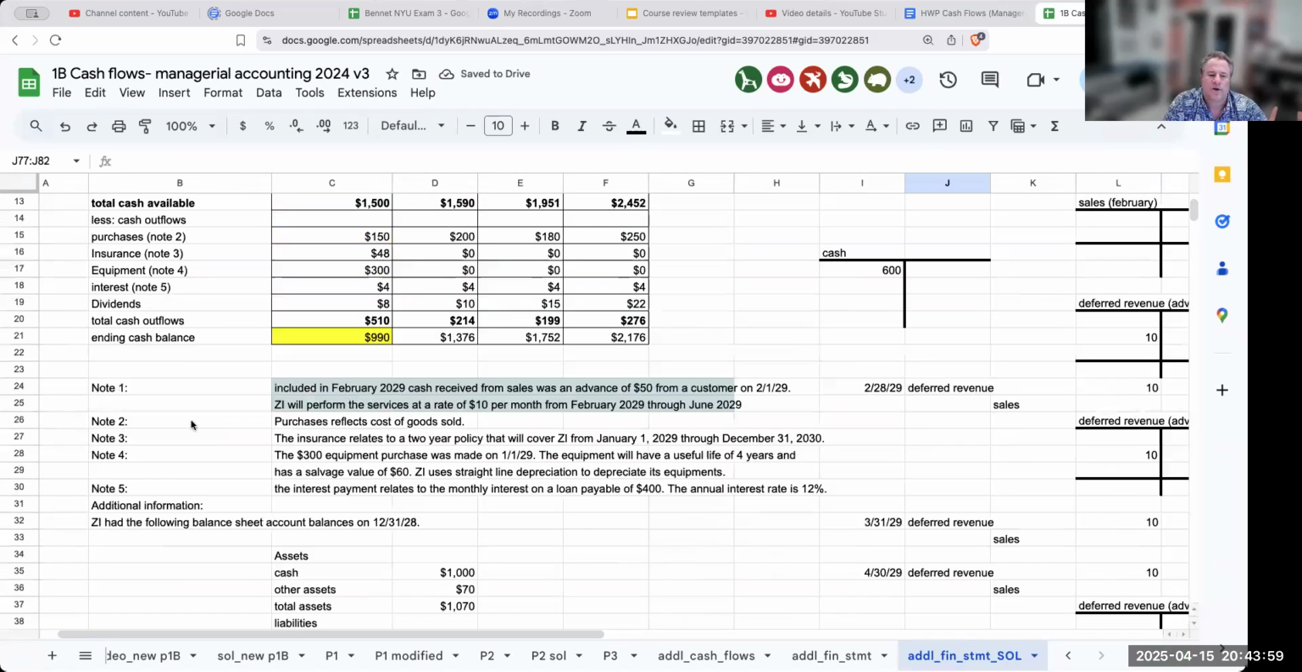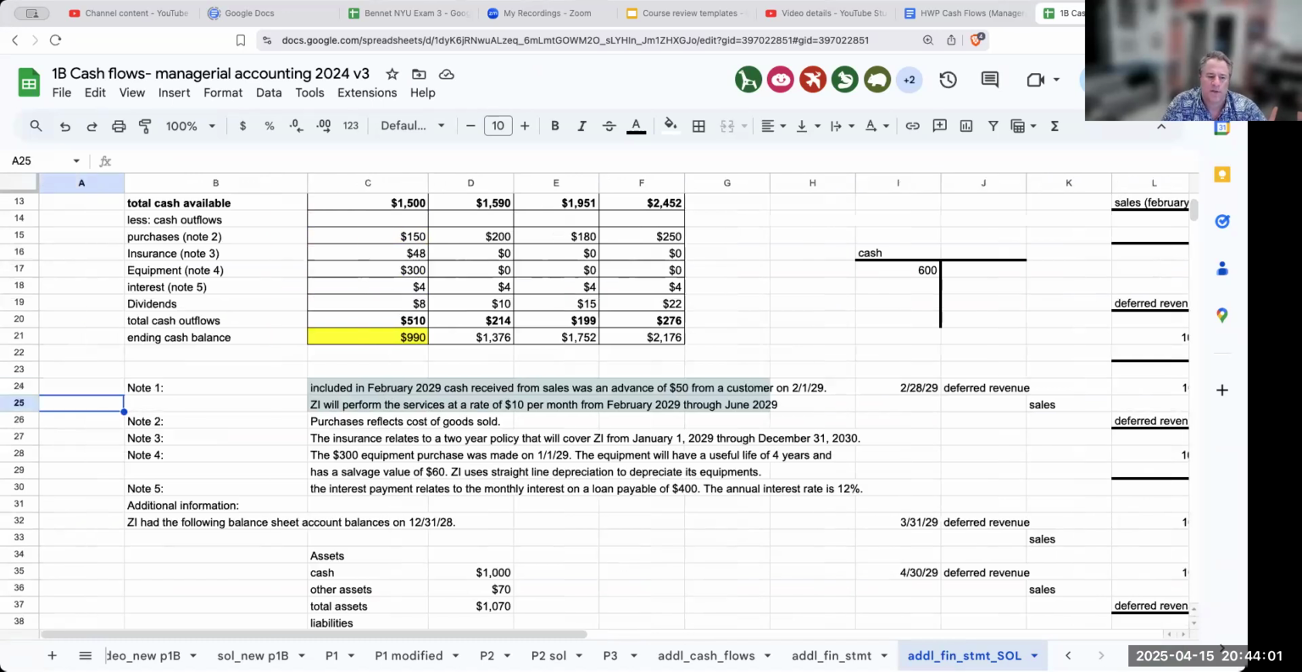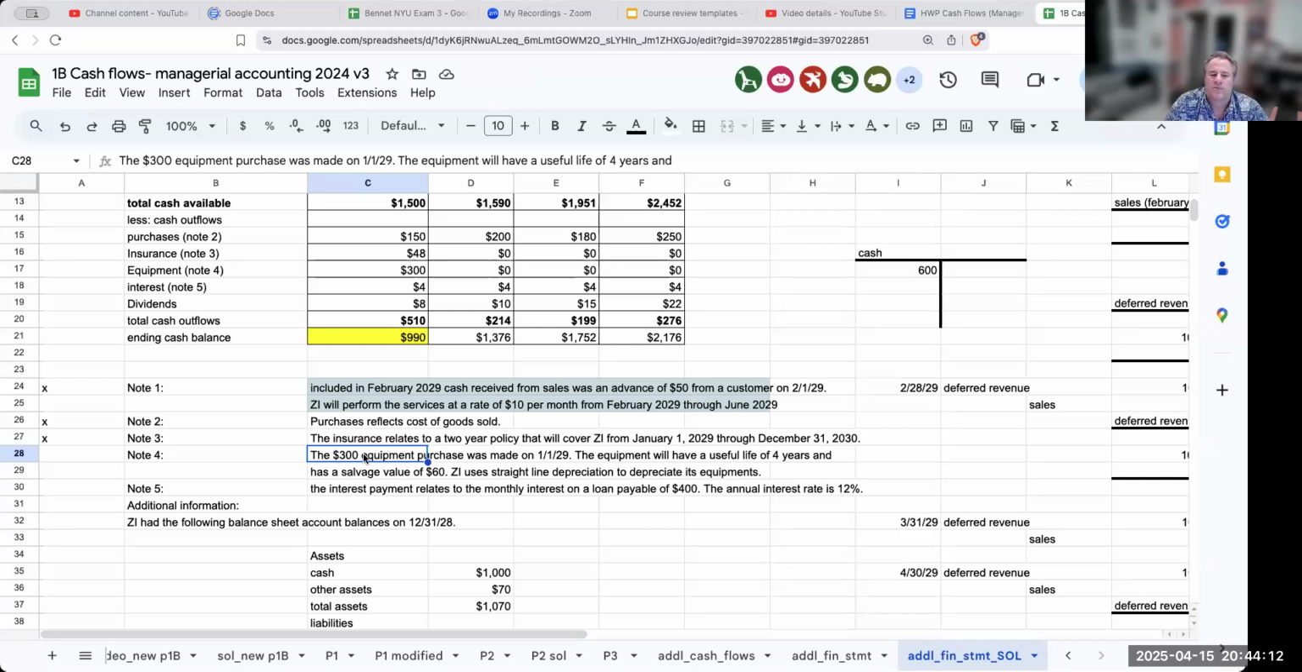Okay, so we've dealt now with notes 1, 2, and 3. The next one we need to look at is a $300 equipment purchase that was made on January 1st. The equipment will have a useful life of 4 years and has a salvage value of 60. We use straight line depreciation to depreciate our equipment.